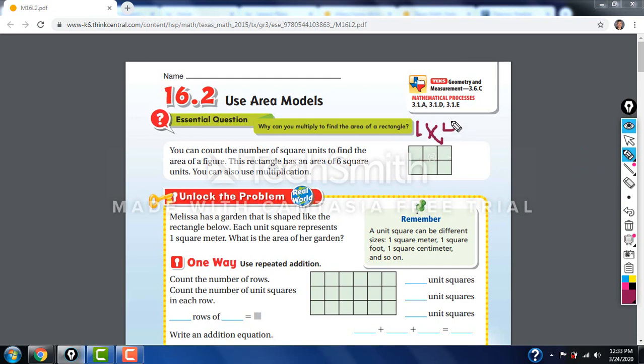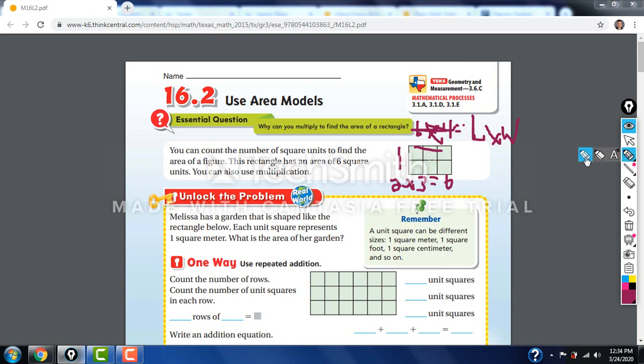Forgive me for the letter writing. I'm still using the mouse here, and I don't have a lot of accuracy on it. So length times width. Sorry about that, this is an L here. Your length is this way, and your width is this way. So we just count: 2 times 3, your width, your length, and your answer is 6. That's pretty much it for the area of a rectangle.